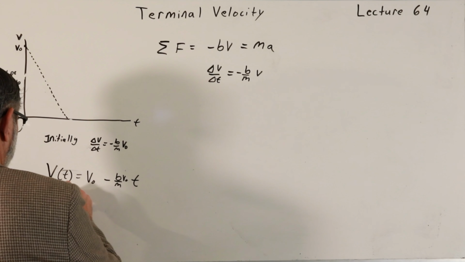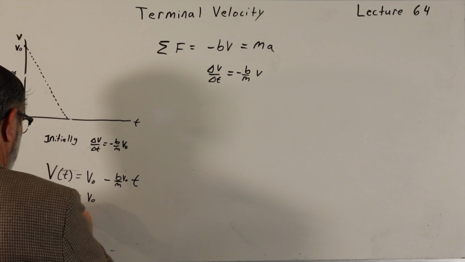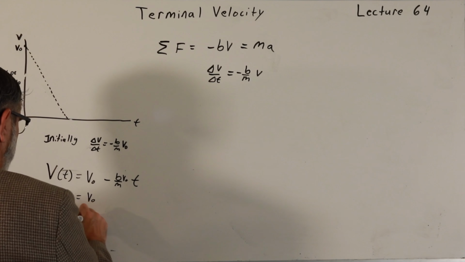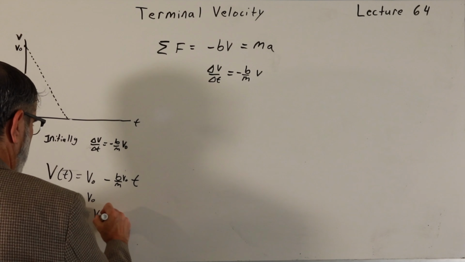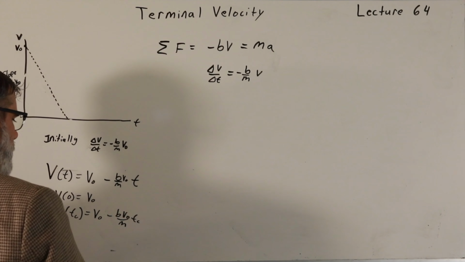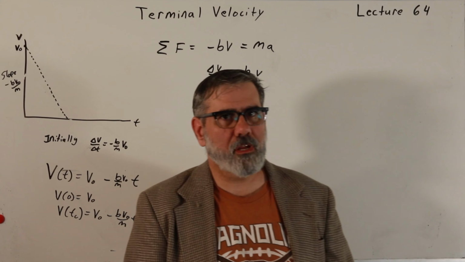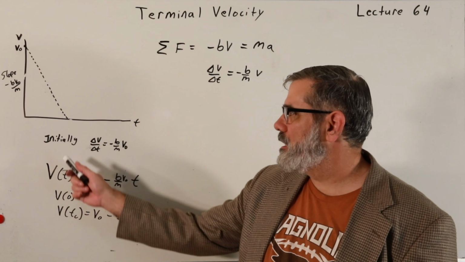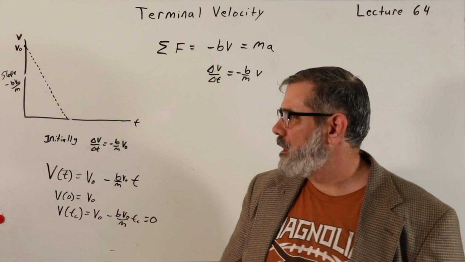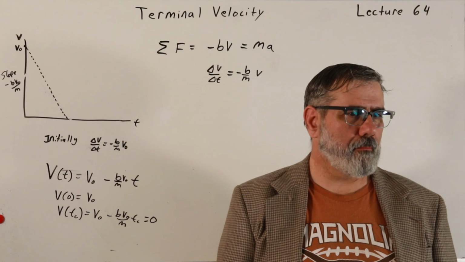And so you can see that v of 0 is just equal to v naught, because t equals 0. And v of this critical time is equal to v naught minus b times v naught over m times the critical time, and that is equal to 0. Because I'm defining this, not critical time, I'm defining this characteristic time as the time at which, at this initial acceleration, our velocity is equal to 0. That's the characteristic time.